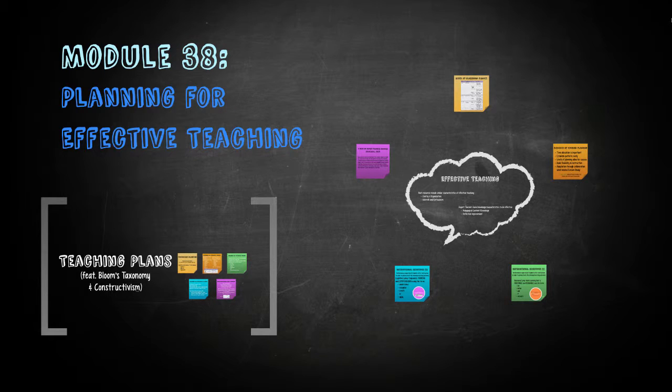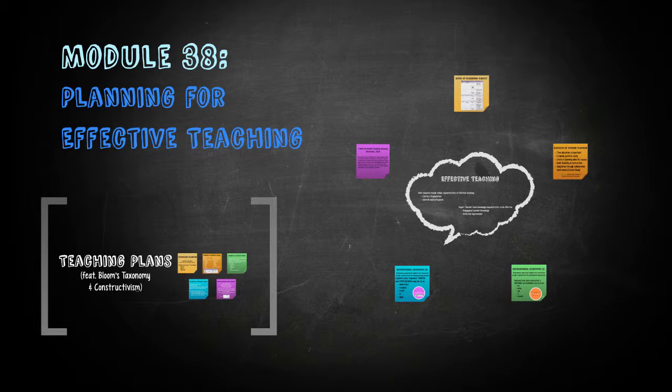Howdy, and welcome to INST301, Module 38, Planning for Effective Teaching. In this module, we will be identifying some characteristics of effective and expert teachers, as well as go over the dimensional model of a classroom climate. Additionally, we will be diving into the major points and common practices having to do with teacher planning.